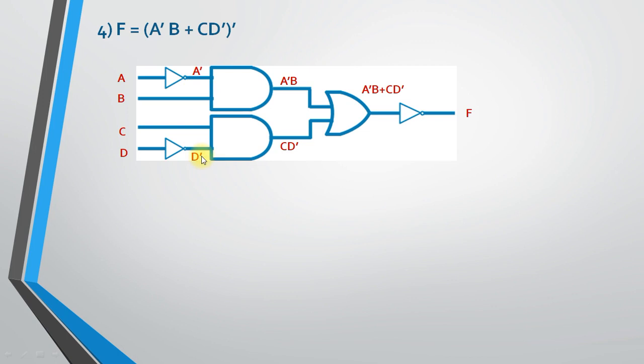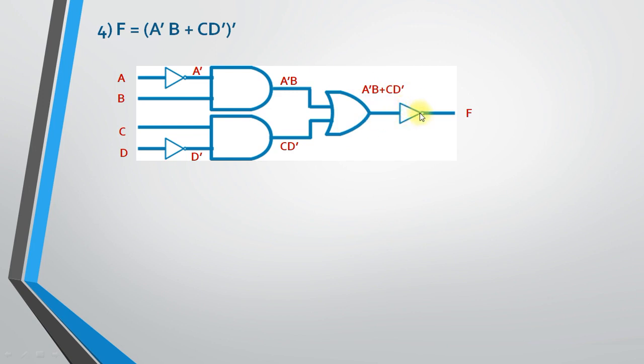and C D dash pass into the 2nd AND gate. The first is producing A dash B and the second is going to produce CD dash. These 2 inputs pass into the OR gate. OR gate is represented by the plus sign. So you will get A dash B plus CD dash over here.